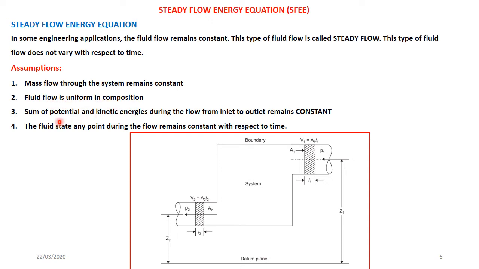This is the meaning. And the third assumption is that the sum of the potential and kinetic energies during the flow from inlet to outlet remains constant. Potential energy is PE and kinetic energy is KE, right? Potential energy formula is mgh: mass, gravity and height. Kinetic energy is half mv squared: mass, velocity squared. So from point 1 to point 2 it remains constant. There is no change in potential energy and kinetic energy from inlet to outlet. So this is the assumption during the derivation of the steady flow energy equation. It is called SFEE.